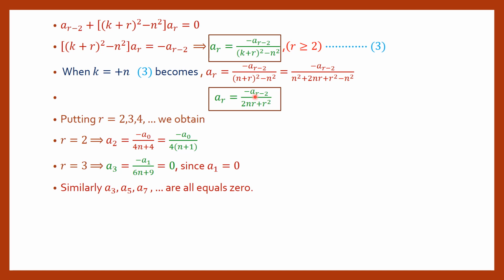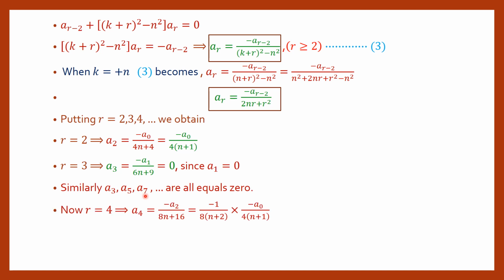Just now we concluded A7 is A5 is 0, therefore A7 will be 0. Likewise, all A3, A5, A7, all odd terms, that is, will be equal to 0. Now we will put r equal to 4.